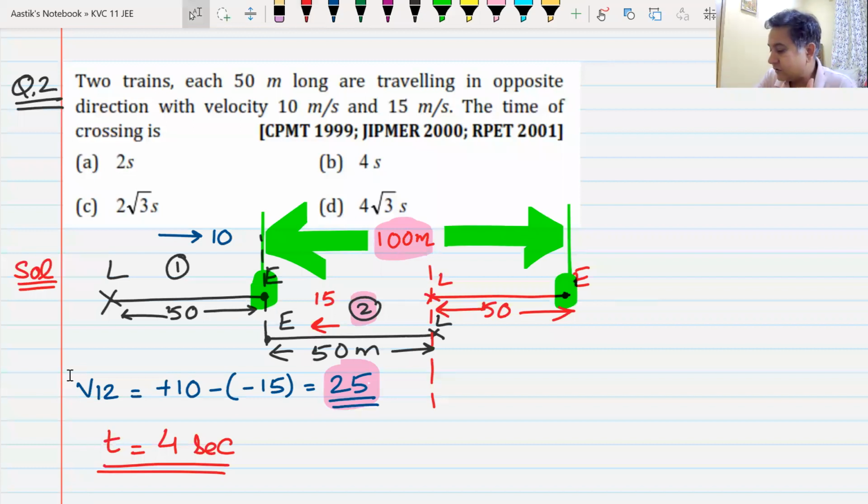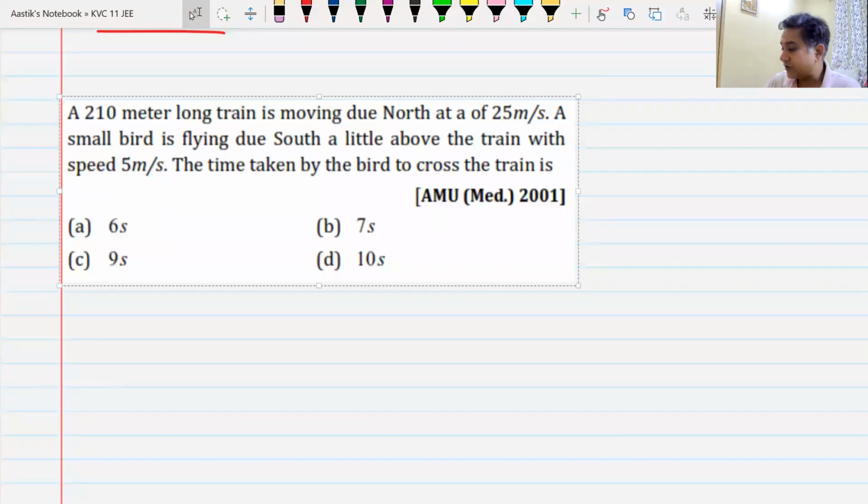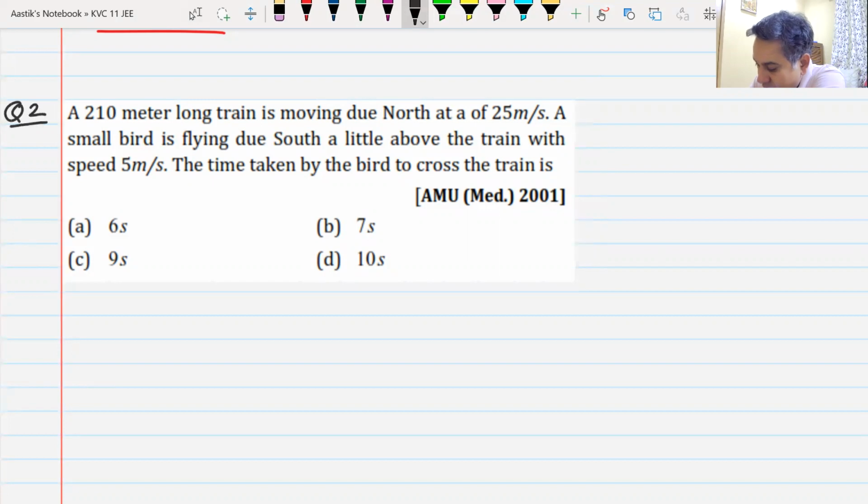So it is not exactly similar, but it is similar in some aspects. Let's see. Instead of 2 trains, I now have a train and a bird. A 210-meter long train is moving north with a velocity of 25 meters per second. A small bird is flying south a little above the train with a speed of 5 meters per second. The time taken by the bird to cross the train is?